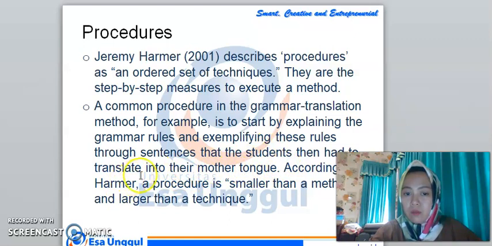According to Harmer, a procedure is smaller than a method. So if we know the method is cooperative learning, then what is the procedure? The procedure is that the student has to do this, the next step will be to do that, something like that. So there is the exact procedure. The procedure might come from the method, cooperative learning.